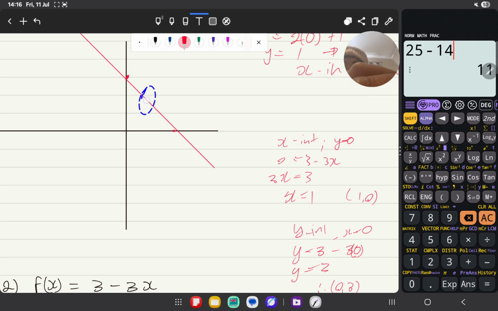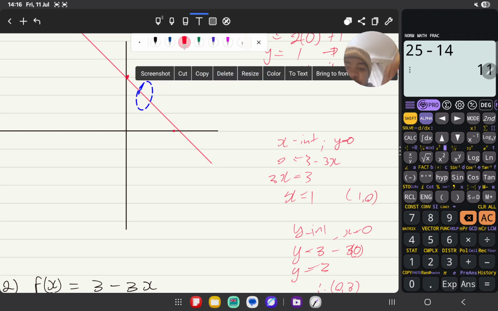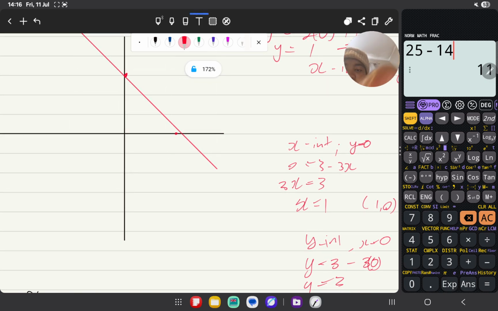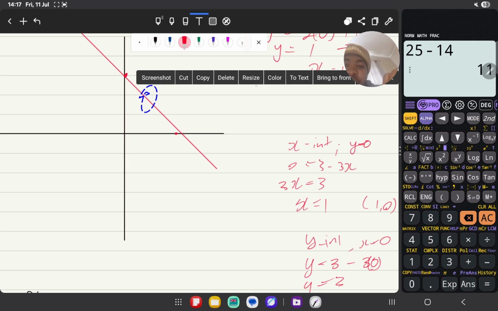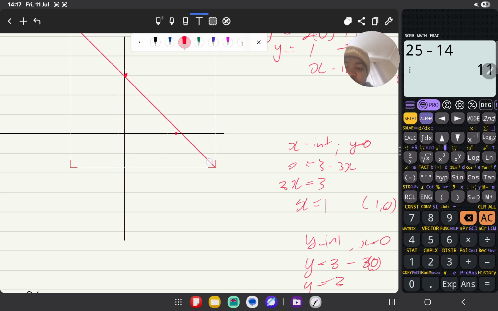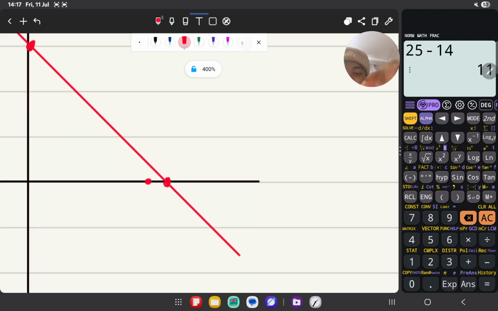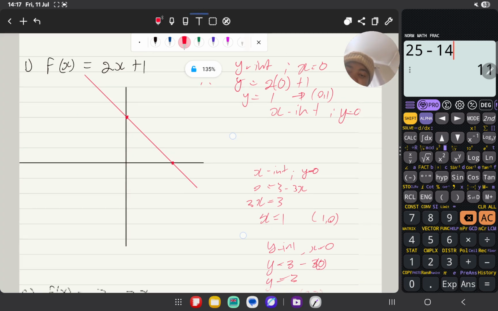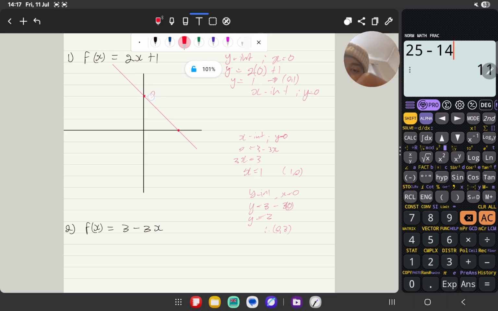Let me see. Can't I move you and rotate you maybe? But it's fine. I can just say, inaccurately, this is my point. So then I have 0 and 3, and I have 1 and 0.